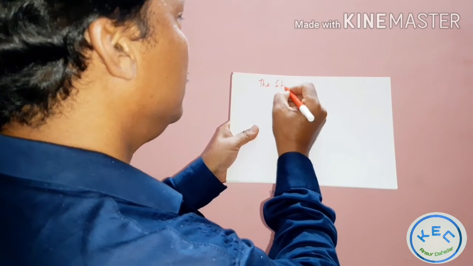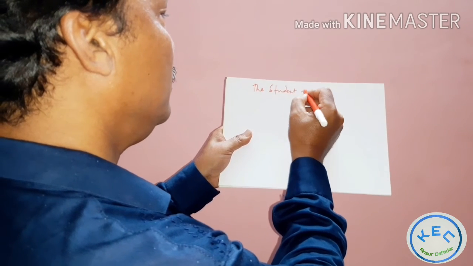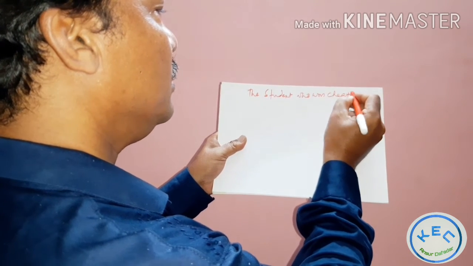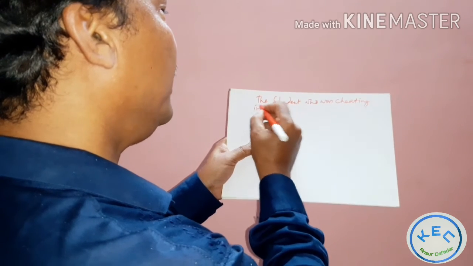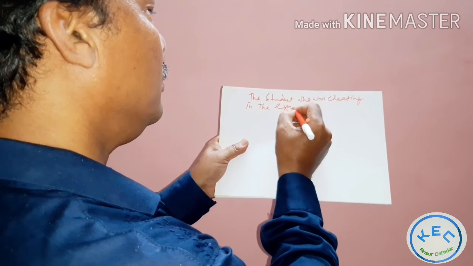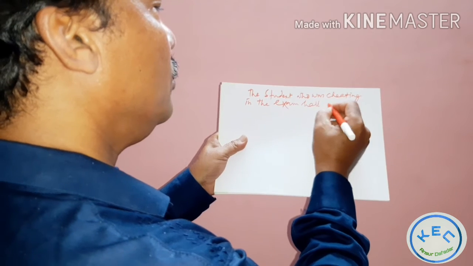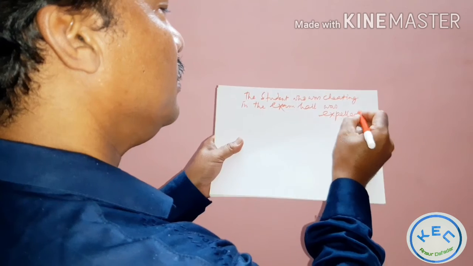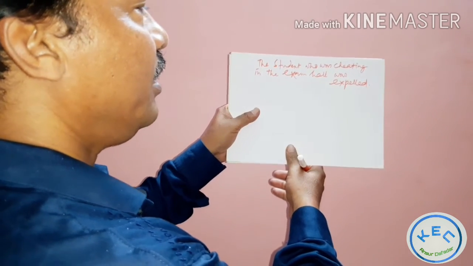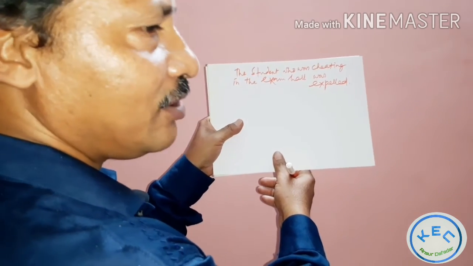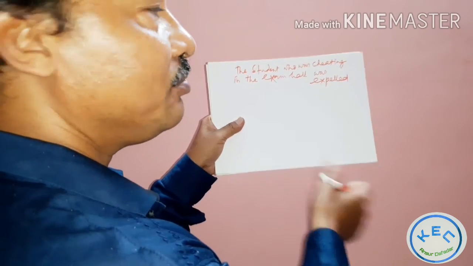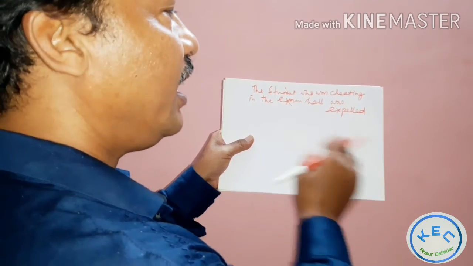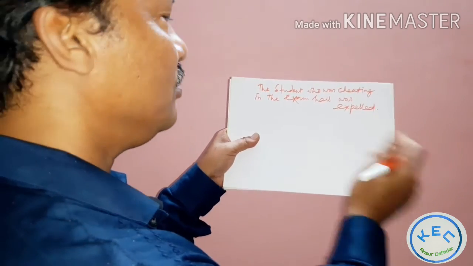The student who was cheating in the examination hall was expelled. Here we know who expelled a cheating student. So here we should not mention his name and passive voice is used.